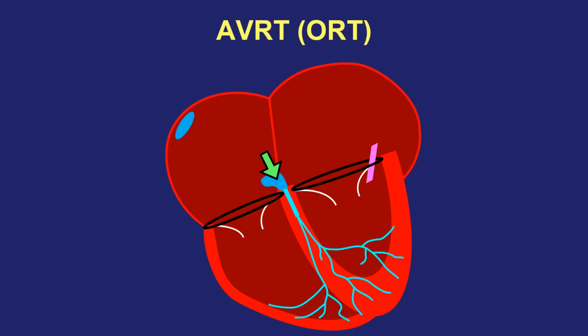Occasionally, the circuit can go in the opposite direction, down the accessory pathway and up the AV node, but that is very uncommon. That would be called antidromic reciprocating tachycardia. But again, the vast majority of times when a patient has a short circuit related to an accessory pathway, it is in this direction of AVRT.